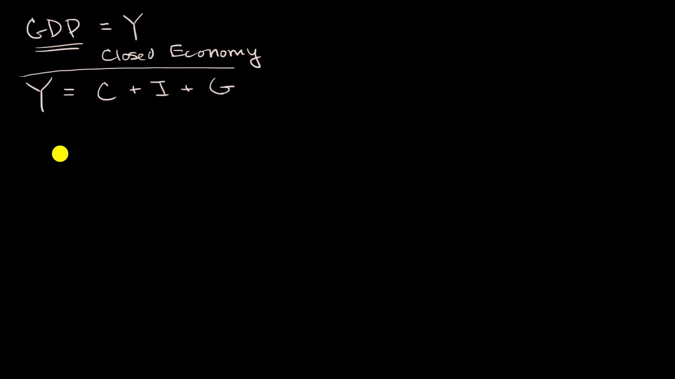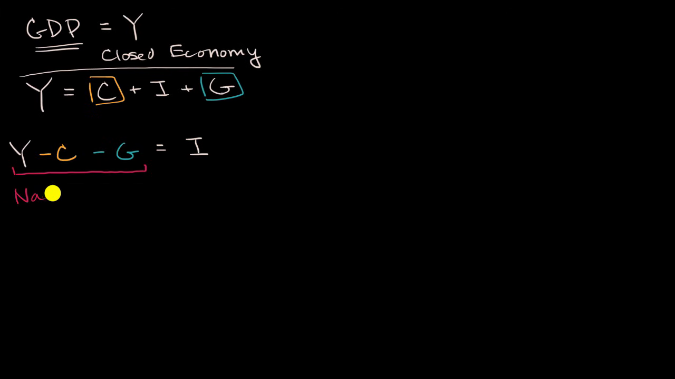But how could we solve for savings? Well, what happens if we subtract consumption and government spending from both sides of this equation? Then you're going to have national income minus consumption minus government spending is equal to investment. Now, what is another way of thinking about this left-hand side of this equation? At a national level, this is the income minus how much is being consumed and how much the government is spending. So it's income minus the different types of spending. Well, you could view this as national savings.